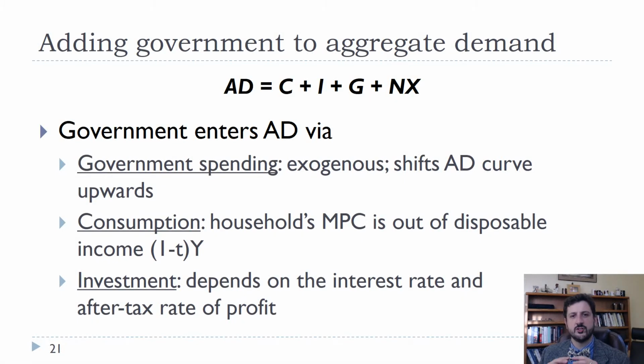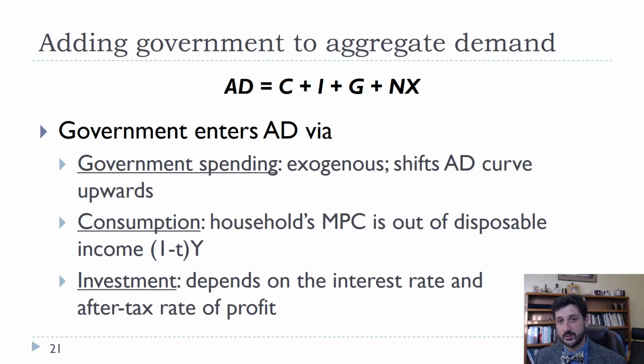So when we first built this model, we just used consumer spending and investment spending in order to get an idea of how the model worked. But now we're going to add both government spending and then net exports into the model and see how it changes. So government enters aggregate demand in two ways.